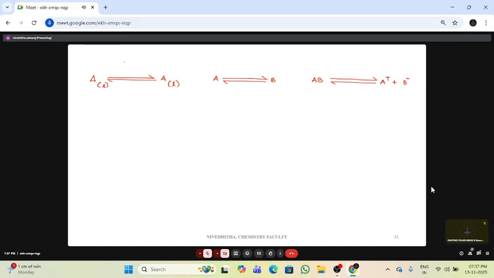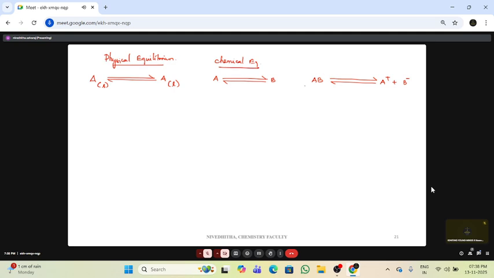So this kind of equilibrium is called physical equilibrium. Equilibrium is established between 2 different physical states. And here, A is in equilibrium with B. A is one chemical compound and B is another chemical compound. So the equilibrium is established between 2 different chemical components. So this is called chemical equilibrium.